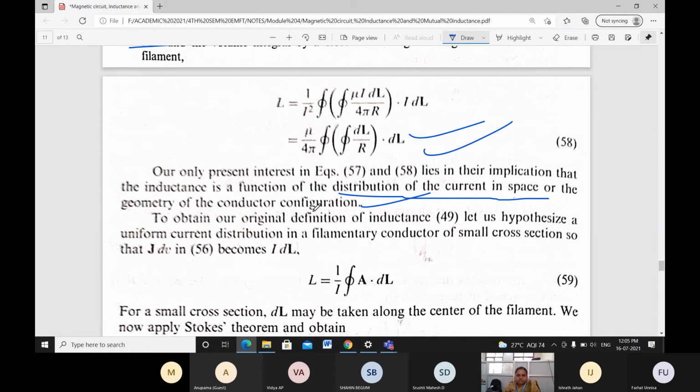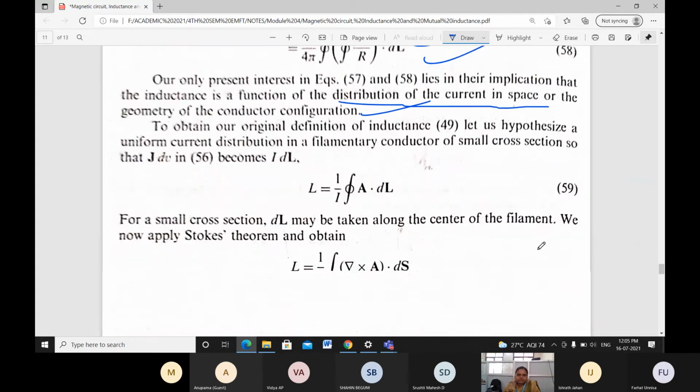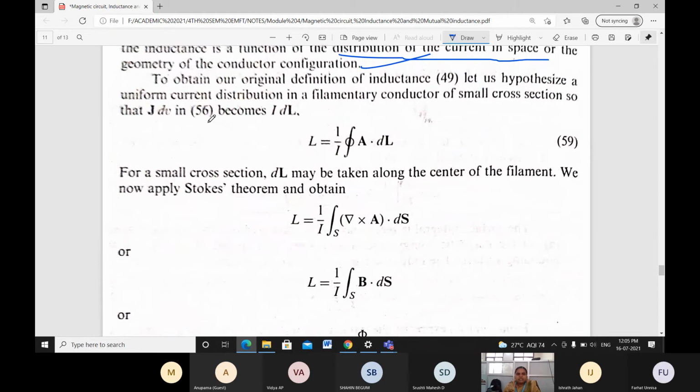To obtain the original definition of inductance, next we hypothesize a uniform current distribution in a filamentary conductor of a small cross section. Here, instead of J dV, we are going to use I dl. Therefore, L is going to be 1 by I closed integration A dot dl.